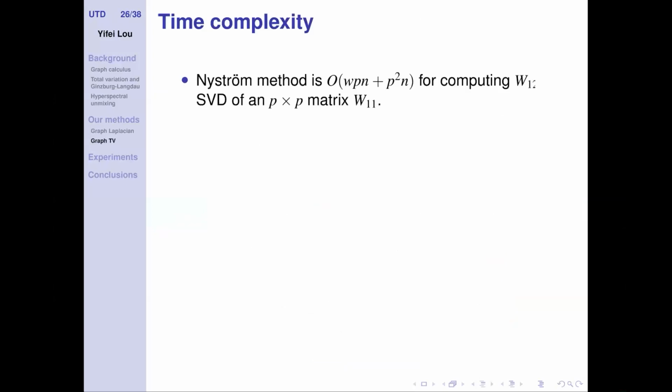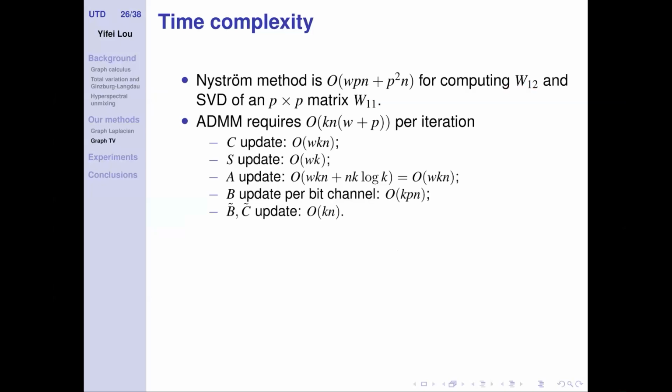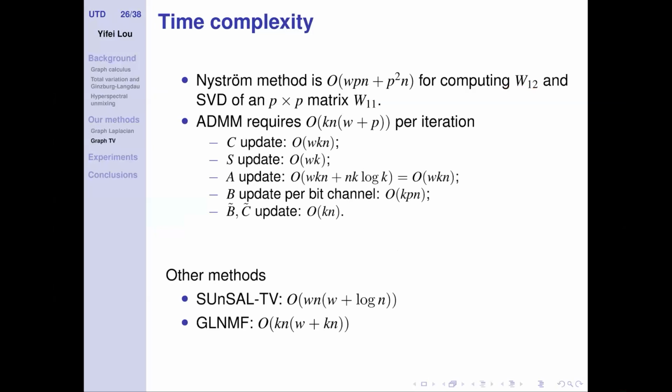Okay, so we look at the time complexity. The major time we need for Nystrom is to do an SVD on a P times P matrix, and we also need to compute the P times N matrix W12. So the time complexity for Nystrom is this. But this is pre-computed, so we just need to compute it once in the beginning, and then the remaining ADMM requires this much complexity, including all those variable updates. Compared to other methods, because we save a lot in weight computation, we are better. So it's much faster, a very time efficient algorithm.